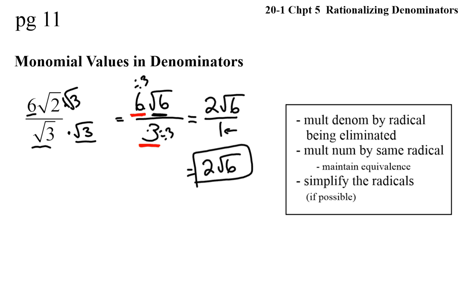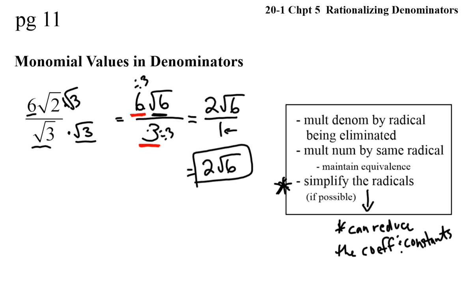So make sure that simplifying the radical also means, besides can the radical get smaller, can you reduce the coefficients and constants? And that's the second part to making sure that it's fully simplified.